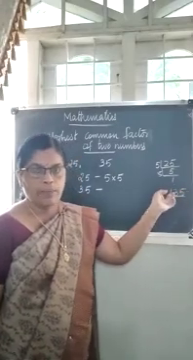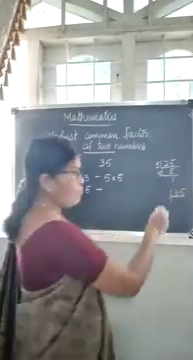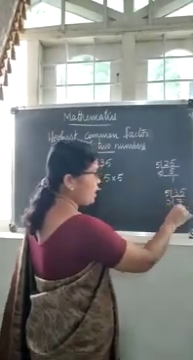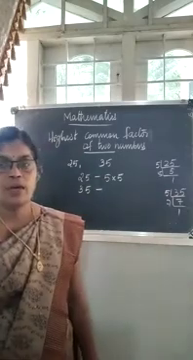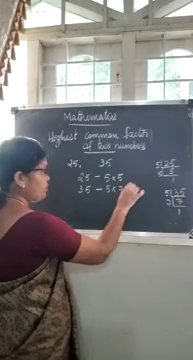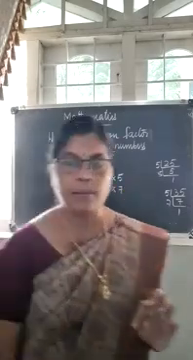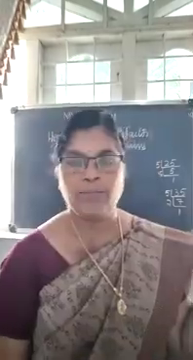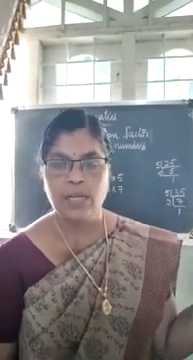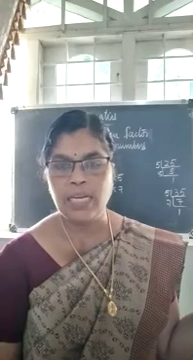Then the next prime number is 5. We can divide it by 5. 5 sevens are 35. Now 7 and 1. So which are the prime factors? 5 and 7. So we can write it as 5 into 7. So for the first number 25, the prime factors are 5 and 5. The next number 35, the prime factors are 5 and 7.